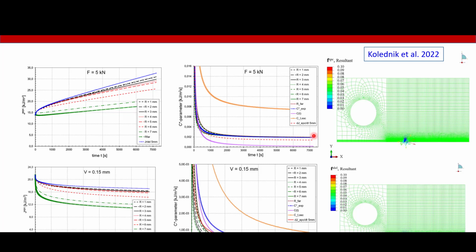So for a static crack, these simulations are for a non-growing crack. For a static crack, you will get one value of C star in extensive creep condition, and then when the crack grows, you will get different values, and you can plot C star versus dA by dt.